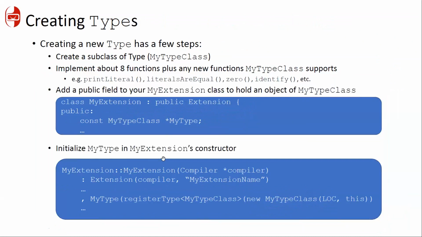All right, so that's how you create extensions. And how do you create actual types? Creating a new type, you just do a few things. Obviously you have to create a subclass of type. As an example here, we could create my type class. Then there are a number of functions you need to implement from the base class type that help specialize how that type will be used.